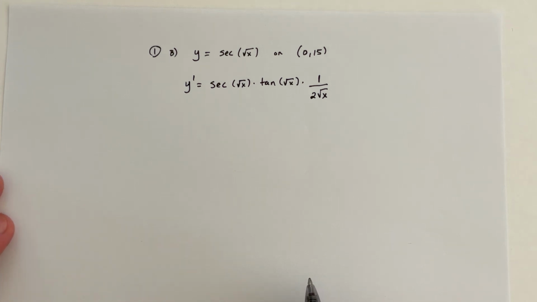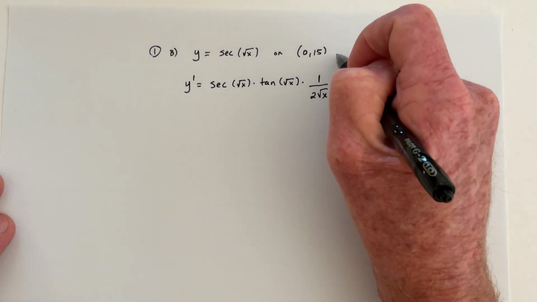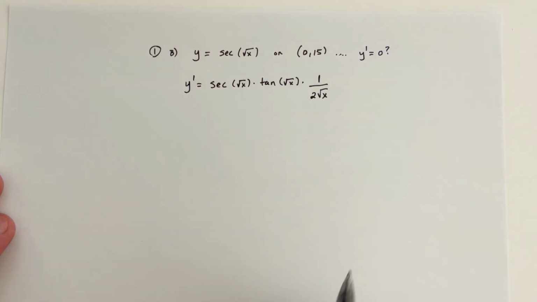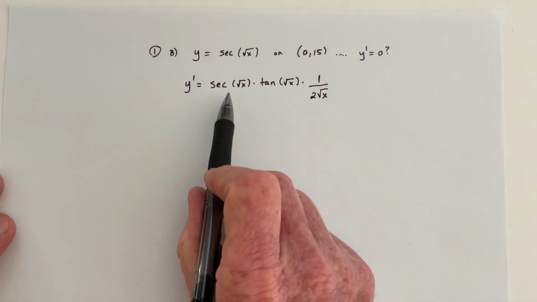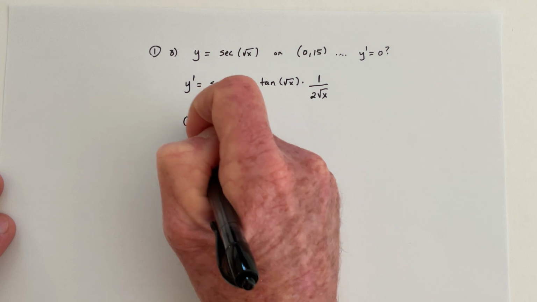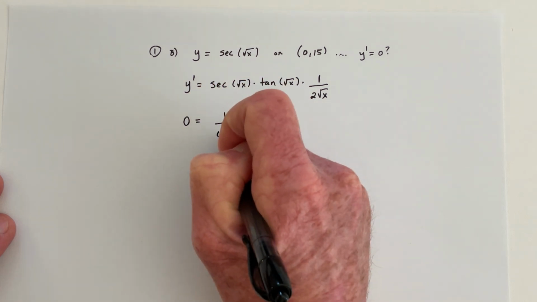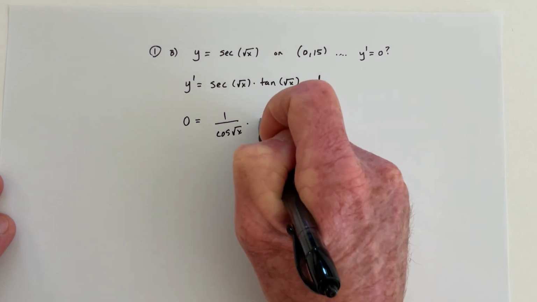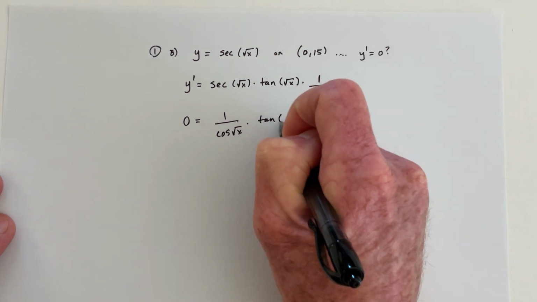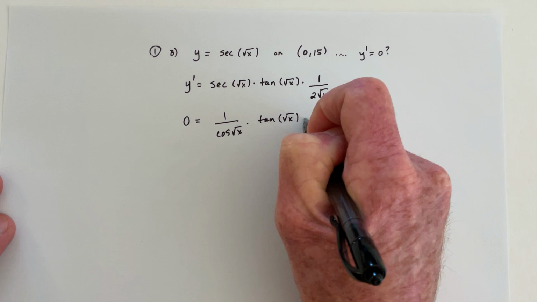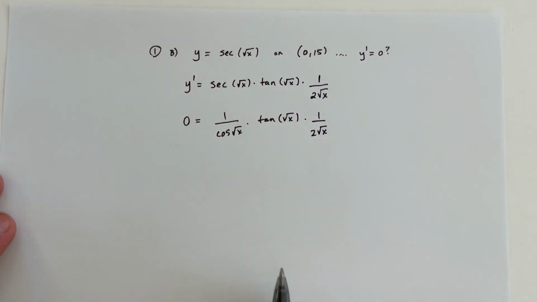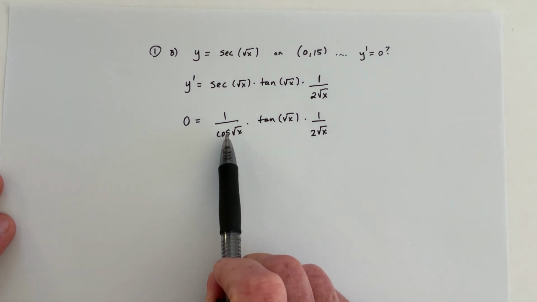Now, the idea is, when does the derivative equal 0? I forgot to write that down. When does y prime equal 0? So if you rewrite secant as 1 over cosine, and I'm just going to leave tangent as itself. So basically I have a fraction.